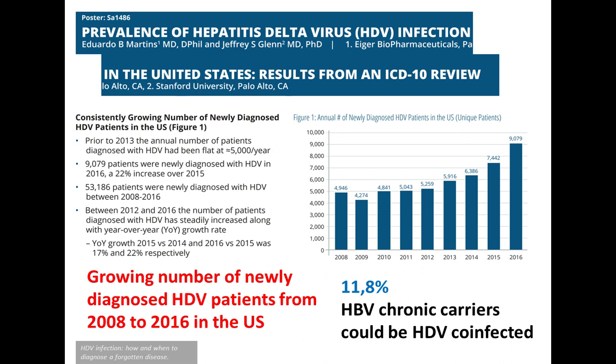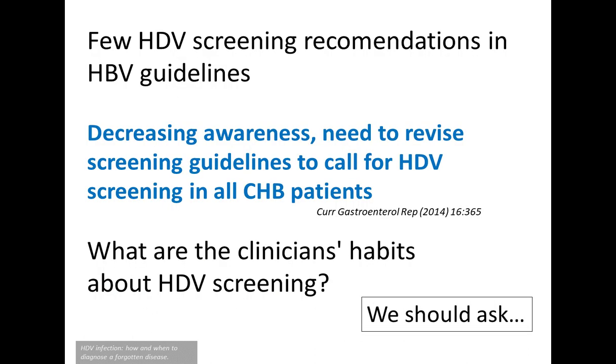The same study demonstrates a growing number of newly diagnosed Delta virus patients from 2008 to 2016 in the USA, with an estimation of about 11% of the patients having hepatitis B having also hepatitis B Delta co-infection. Then, screening recommendations are scarce, and in the clinical guidelines, and also according to some authors, a revision is needed to call for Delta screening in all patients chronically infected by hepatitis B.